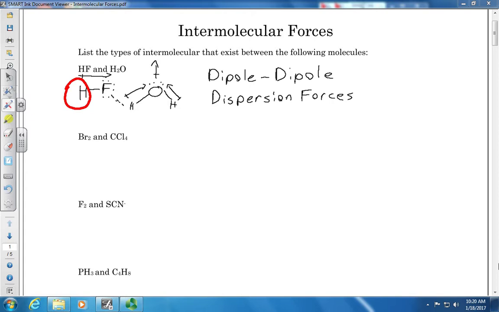So, having said all that, just write that down, hydrogen bonding. That's a special type of bonding that only occurs between hydrogen of one molecule and either the fluorine, oxygen, or nitrogen of another molecule. Okay, so that's our first pair. Our second pair is the diatomic bromine and carbon tetrachloride.